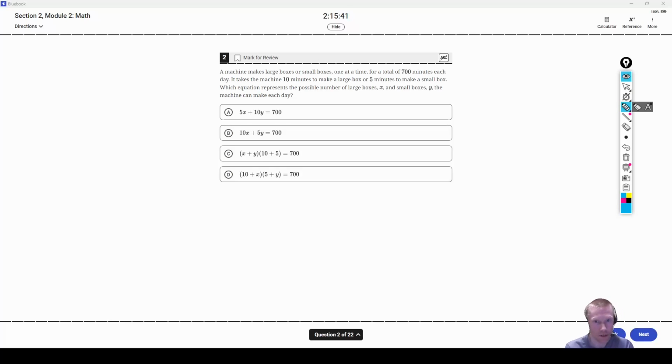So all we have to notice is, okay, 10 minutes, large box. Variable for large box is X. So the 10 is going to be multiplied by the X. 5 minutes, small box is Y. 5 is going to be multiplied by Y. Correct answer is going to be letter B. We can move on to the next question.